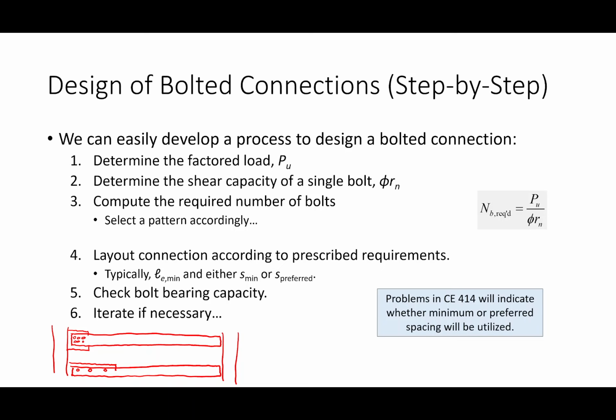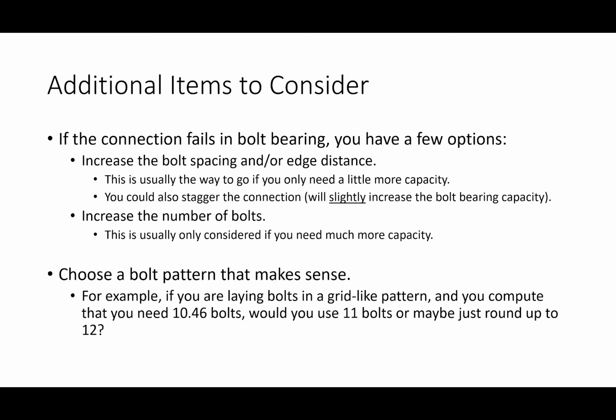What does iteration mean? Like what happens there? So it's possible that you check step 5 and you find that bolt bearing governs, that you find that the connection does not have enough capacity. There are a couple of ways to go about this. One of the things that you could do is you could increase your bolt spacing or increase your edge distance.